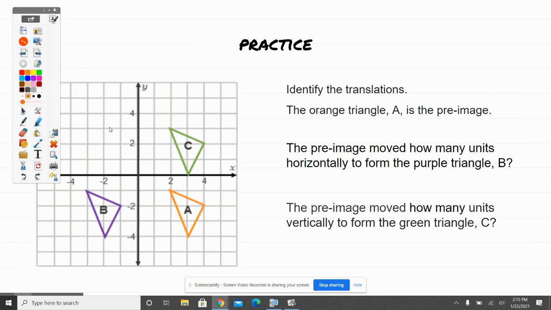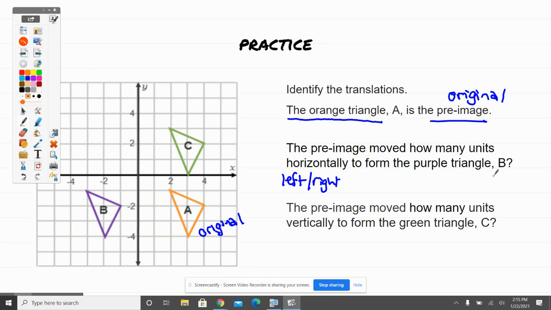Okay, so let's identify some translations here. The orange triangle is the pre-image. Remember what that means? That means it's the original. So I'm going to actually write that to help me. The pre-image moved how many units horizontally? Well, which way is horizontally? That's left or right.